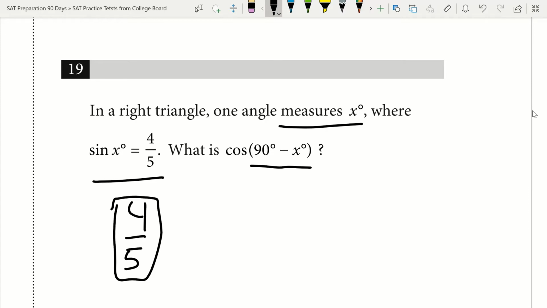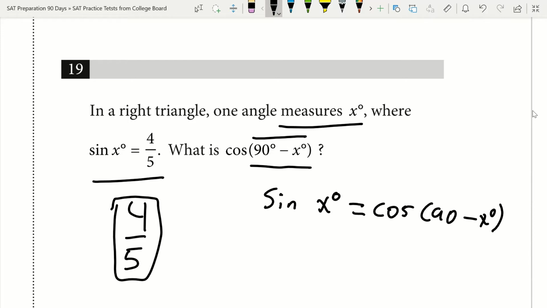Anytime I'm told that the sine of angle x is 4/5, and then I'm told that the cosine of angle 90 minus x is equal to something, it has to be the same. The sine of angle x must equal the cosine of angle 90 minus x. So why is this? Well, I can show you this very quickly, actually.